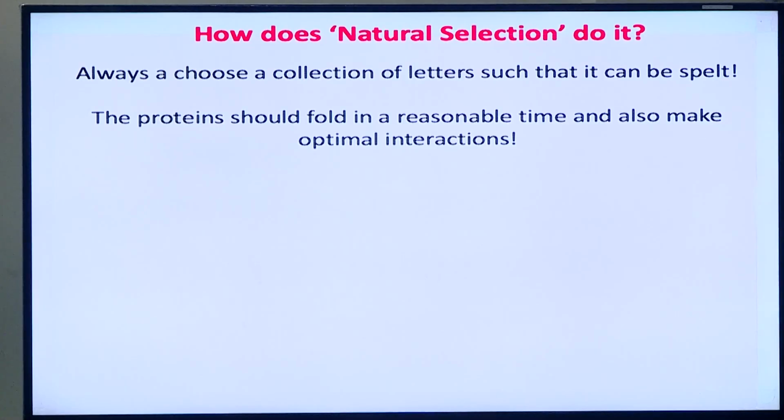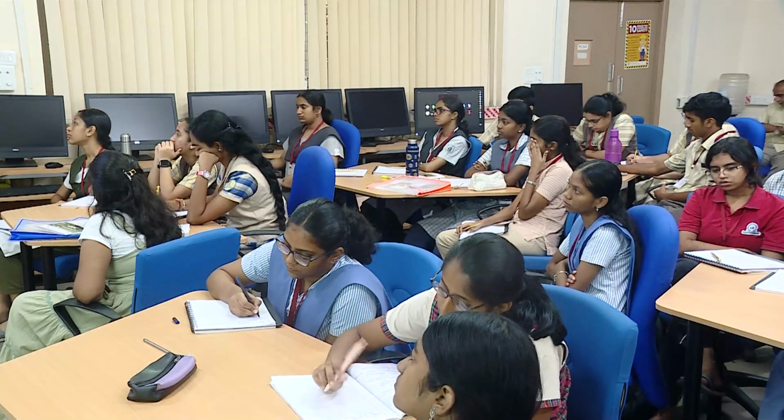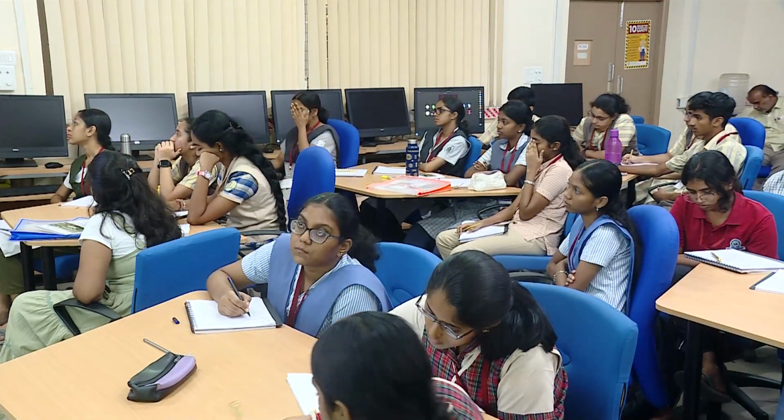Right, so basically what does natural selection do? It basically chooses a set of letters, such that they can be spelled. And in the context of protein folding, what it means is that it chooses a set of letters such that it can fold, adopt that specific structure, and also fold in a reasonable time frame. Some structures will be folding in 300 hours or 1000 hours, but that will not be productive at all for the organism. You will need to have something that not only folds but also folds fast. So that's what nature does.